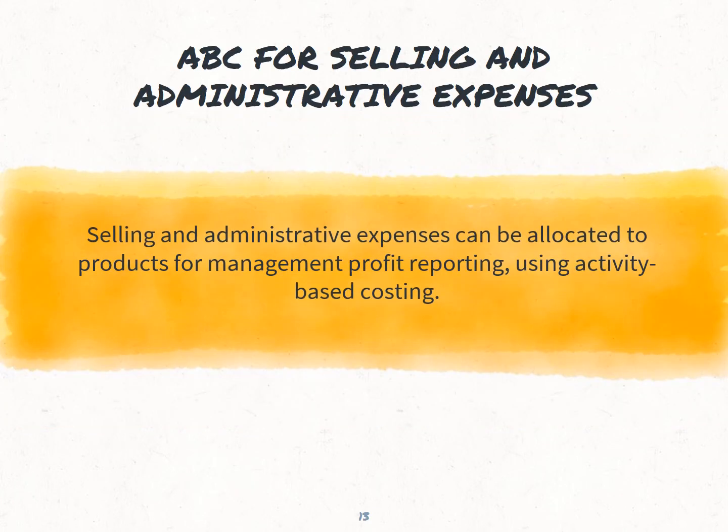Generally accepted accounting principles require that selling and administrative expenses be reported as period expenses on the income statement. However, selling and administrative expenses may be allocated to products for managerial decision-making. For example, they may be allocated for analyzing product profitability. One method of allocating selling and administrative expenses to products is based on sales volumes. However, products may consume activities in ways that are unrelated to their sales volumes. When this occurs, activity-based costing may be a more accurate method of allocation.